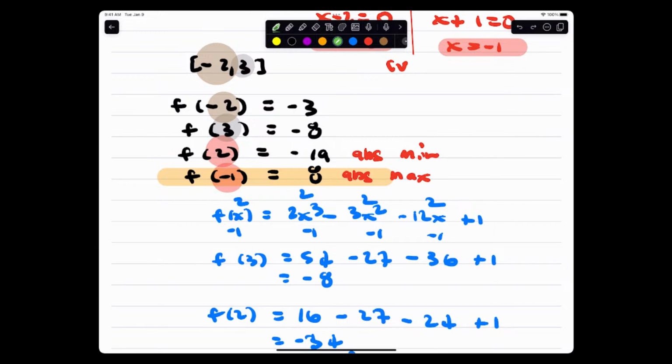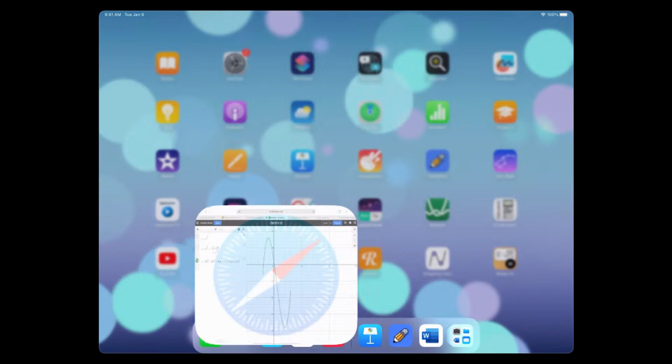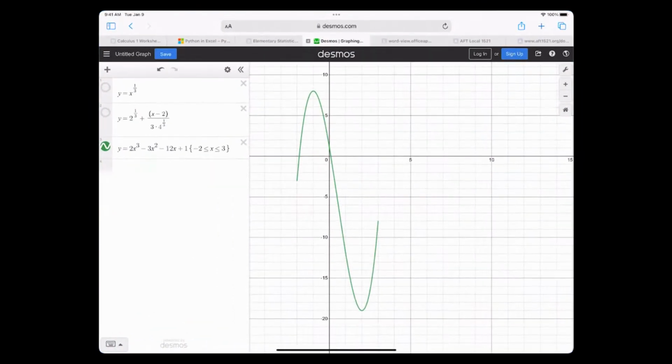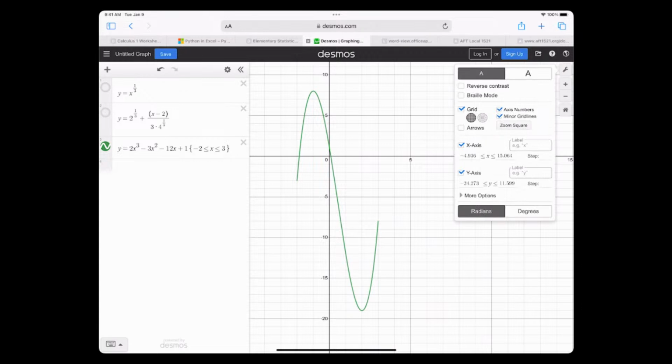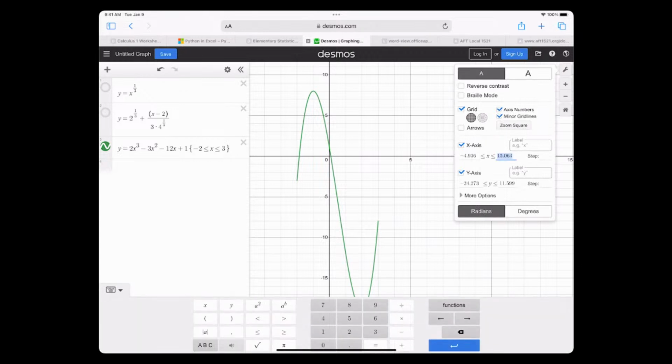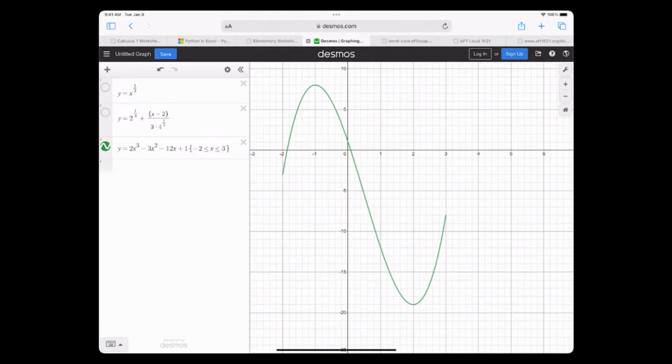Okay. Trying to hurry to get this in, because I want to double check and show you guys exactly a picture of the closed interval method in Desmos. And let's do maybe a little better there.